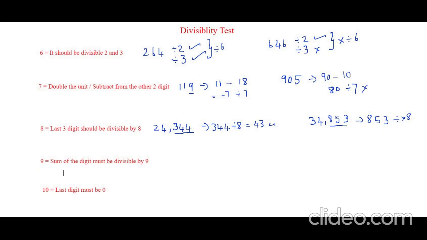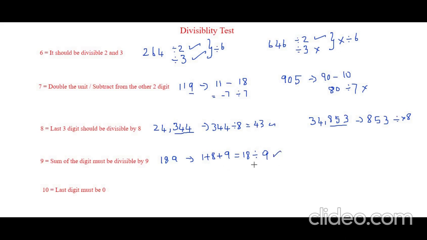Now let's take the divisibility test of 9. The divisibility test of 9 is that the sum of the digits must be divisible by 9. This is the same as the divisibility test of 3. Even in 3 we added up the digits and the sum was divisible by 3. Same thing in 9, the sum of the digits should be divisible by 9. Let's take an example: 189. We add up the digits, 1 plus 8 plus 9, which is 18. So 18 is exactly divisible by 9, so 189 is divisible by 9.